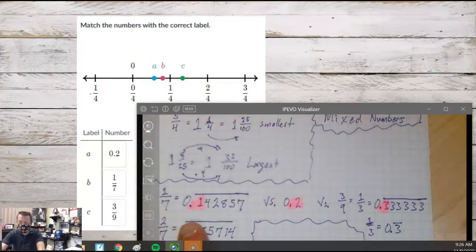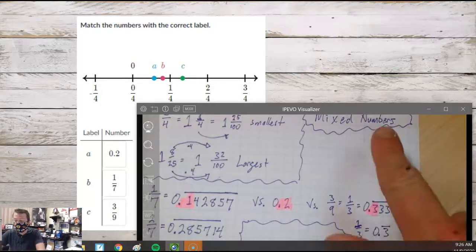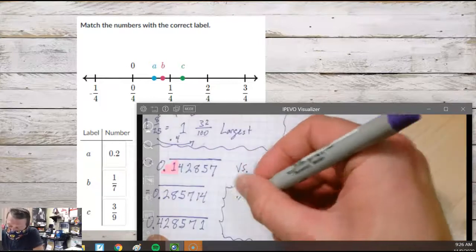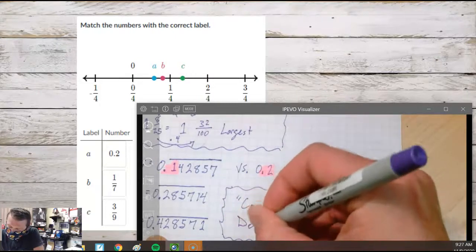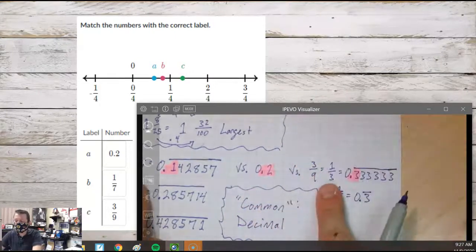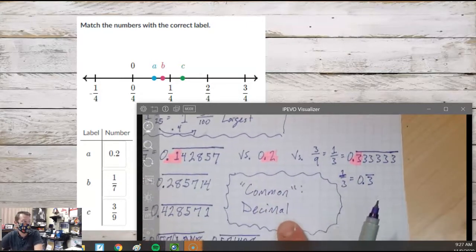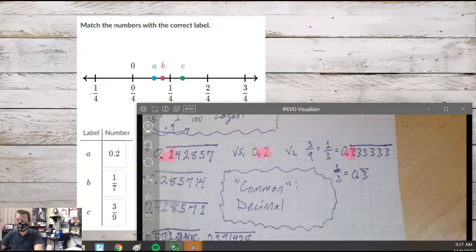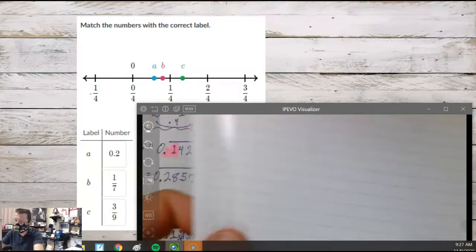why are we in class together? What type of numbers are these, guys? Decimals, right? So up here, we made everything common by making mixed numbers. Here, our common that we converted everything to was decimals. We started with some fractions and a decimal, but we decided to make everything decimals. Questions? So now the common thing we're going to do is make percents.